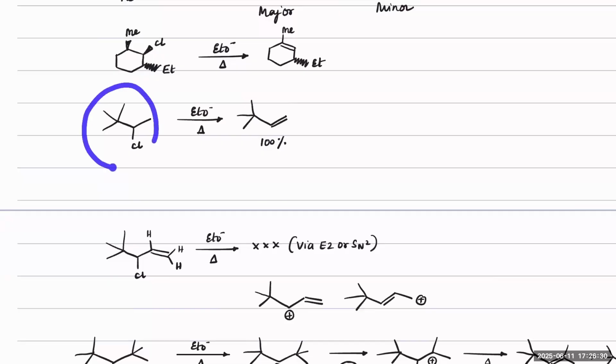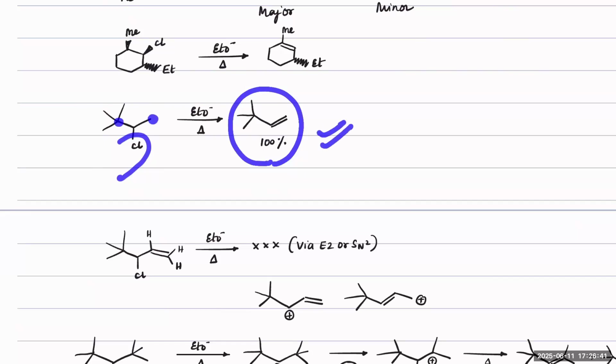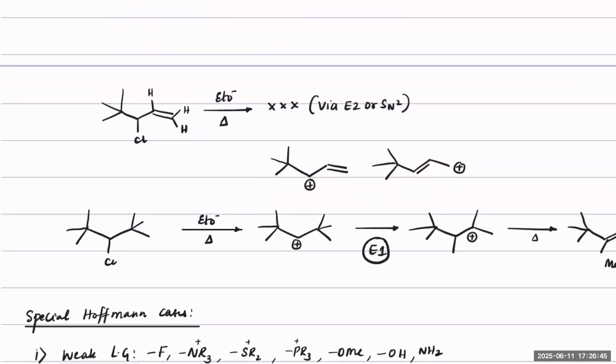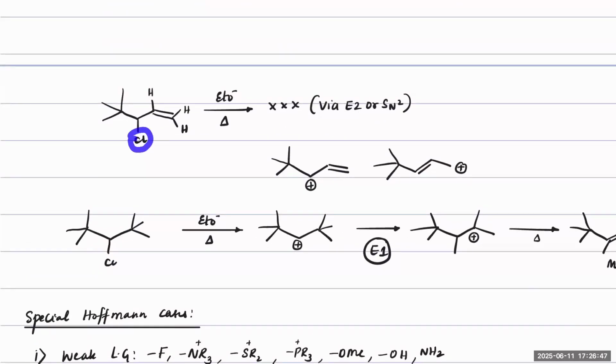Next, if you notice this chlorine here, removing this chlorine, this beta does not have any hydrogen. Only this beta has hydrogen. So you'll get only one product of elimination, that is this one. Clear?